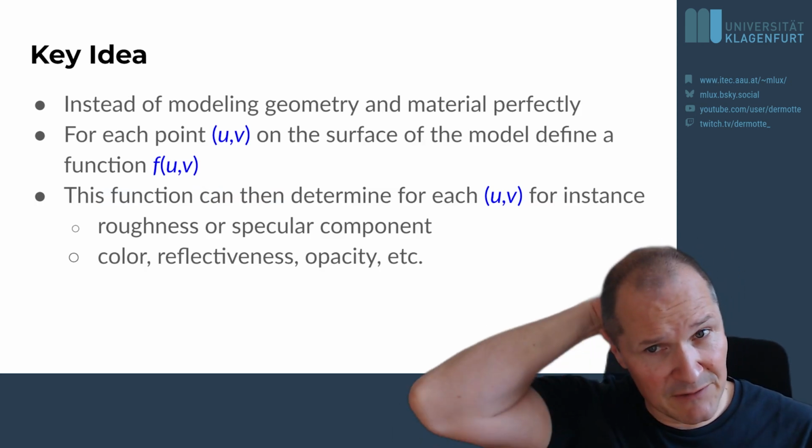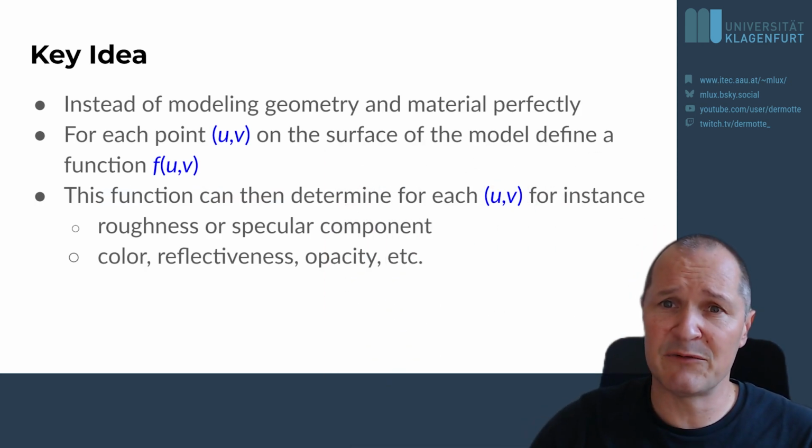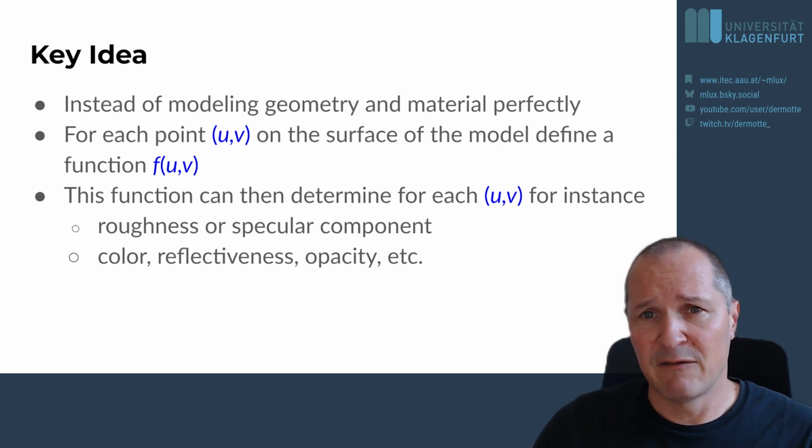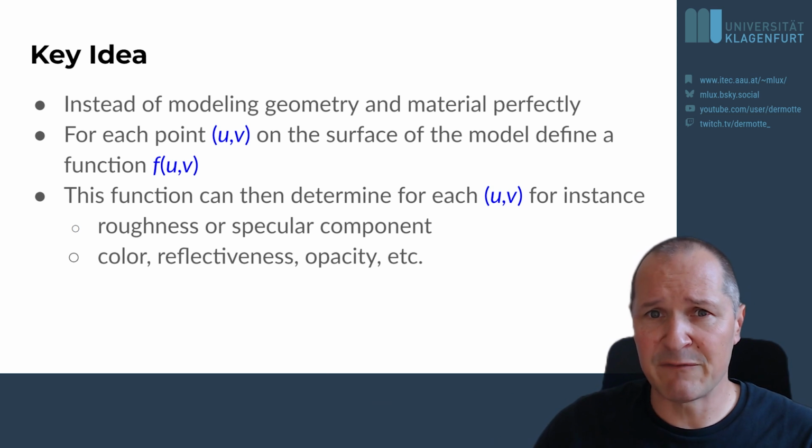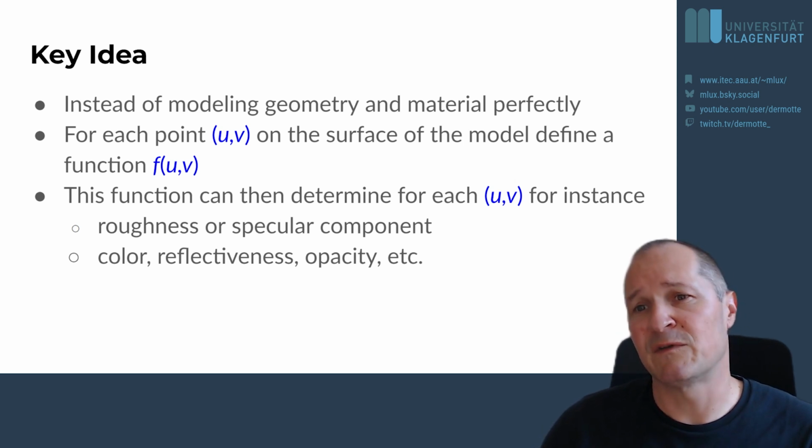So the key idea is, instead of modeling the material and geometry perfectly, for each point on the surface of the model, we define a function. And with this function, we can give a certain point a certain color. We can also give it a roughness or a specular component. We can define the reflectiveness, the opacity, or even the displacement of the point from the surface.